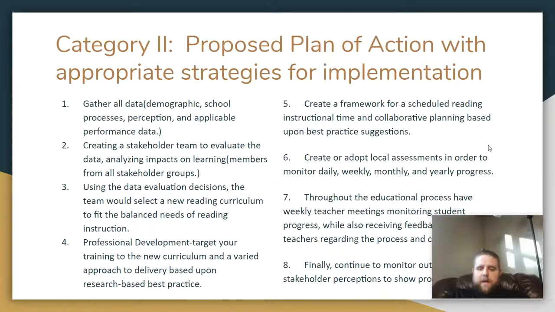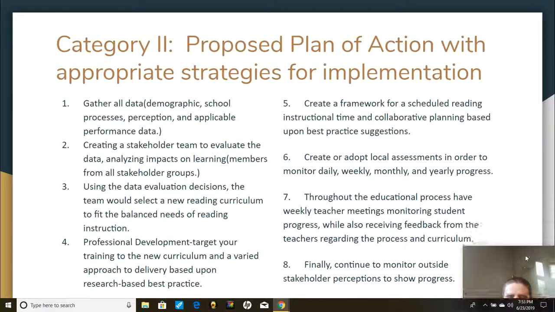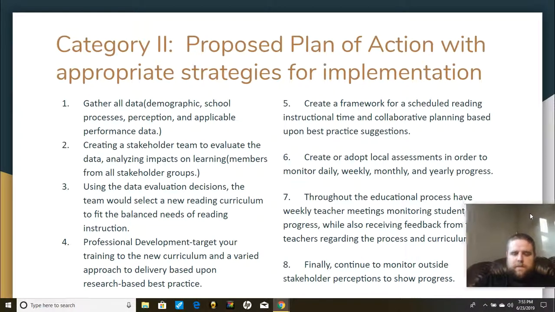So my plan is, first, we're going to gather all data. I looked at those 4 different pieces: the demographic, school process, perception, and applicable performance data. We need to hone that all first so we can have a good picture of what we need to do. Then we'll create a stakeholder team with members of all stakeholder groups, teachers, administrators, community members, to be able to have a diverse group of ideas.